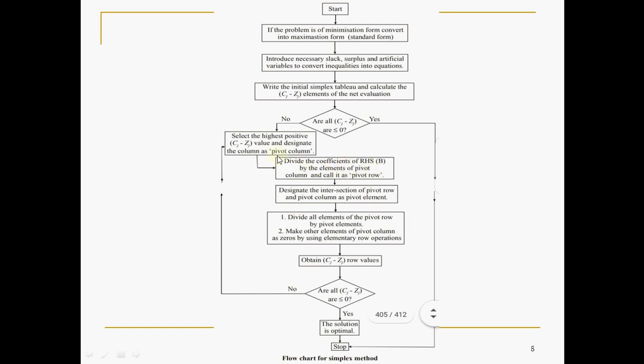So once you get the most positive Cj minus Zj, you have to divide the elements of B by the pivot column elements. Then take the least positive value and call that row the pivotal row. After dividing, which ratio do you have to select? The least positive. So the row corresponding to the least positive ratio is called the pivotal row, and the intersection element of this pivotal column and pivotal row is called the pivotal element, that is PE.